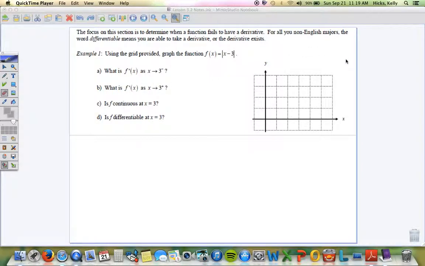Today I'm going to talk about differentiability. And you won't have to spell that very often, which is good because it's an ugly word. Differentiability means that a function is able to have its derivative taken. It also means that the derivative of a function exists. If a function is differentiable, then its derivative at a certain place does exist.